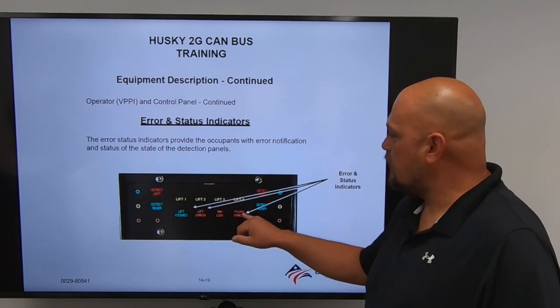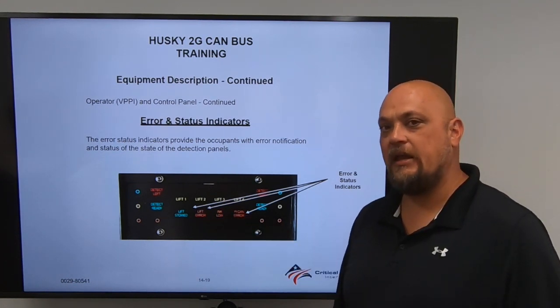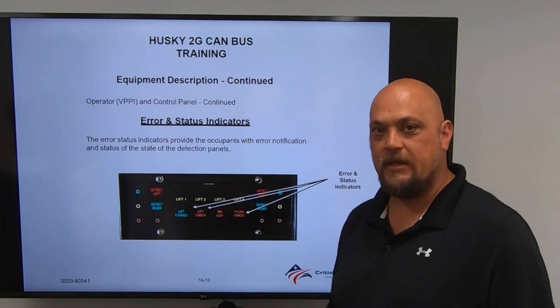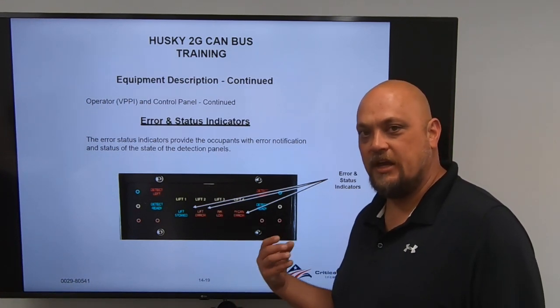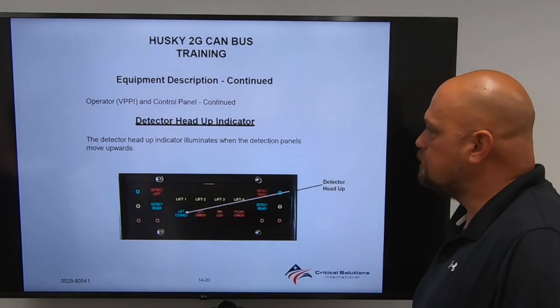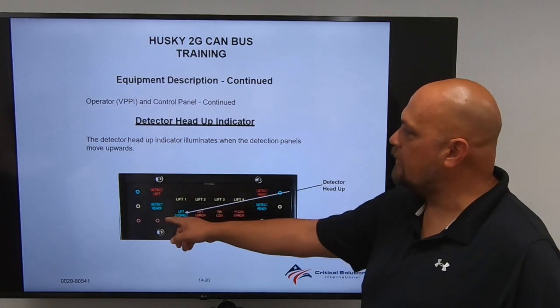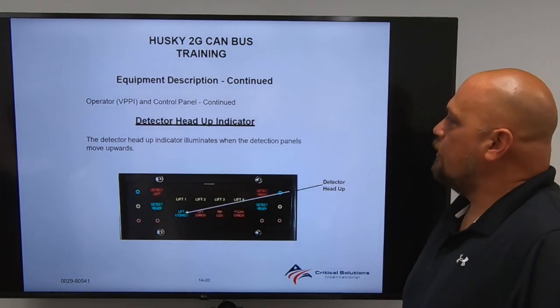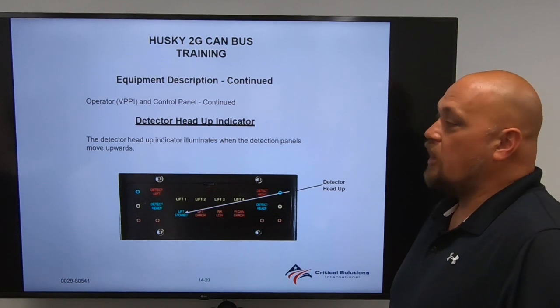You have your low ink and your PI CAN error. PI CAN error indicates that there's a problem with the PI box or a problem with the connection with the vehicle CAN system. Detector head up indicator. The detector head up indicator illuminates when the detection panels move upwards.